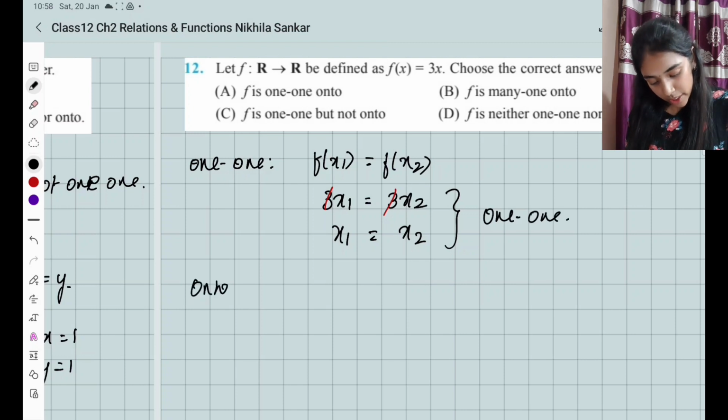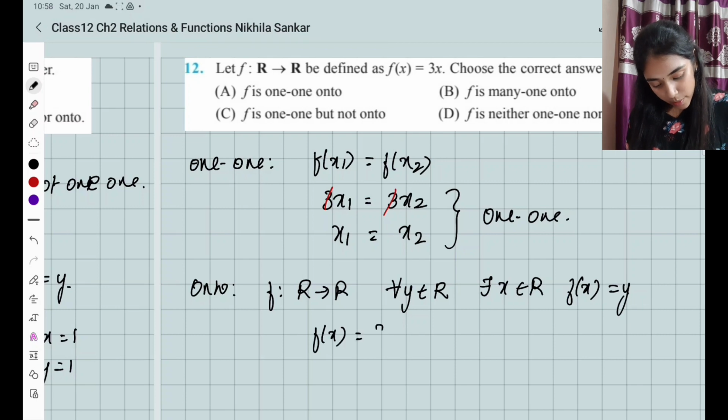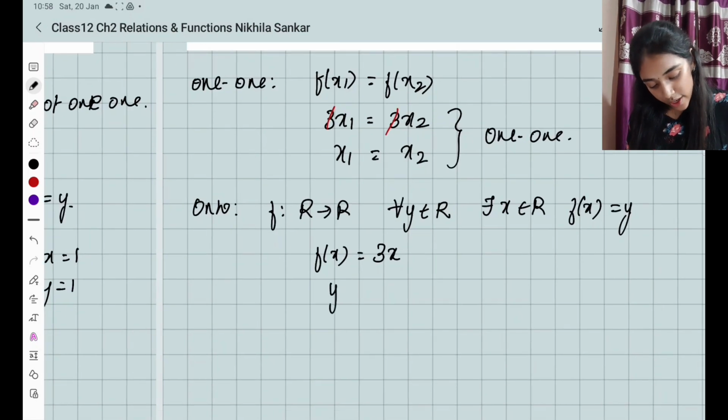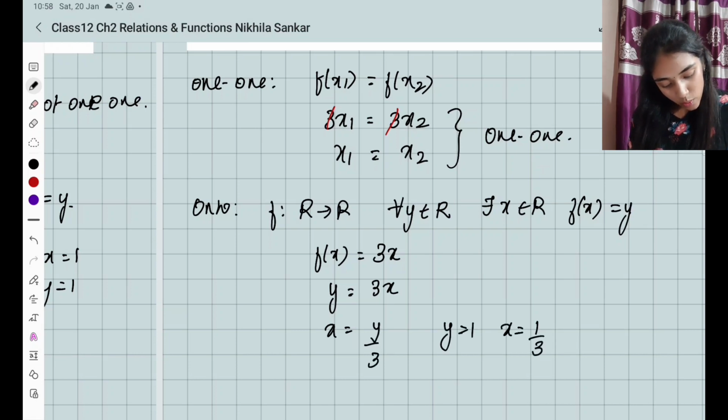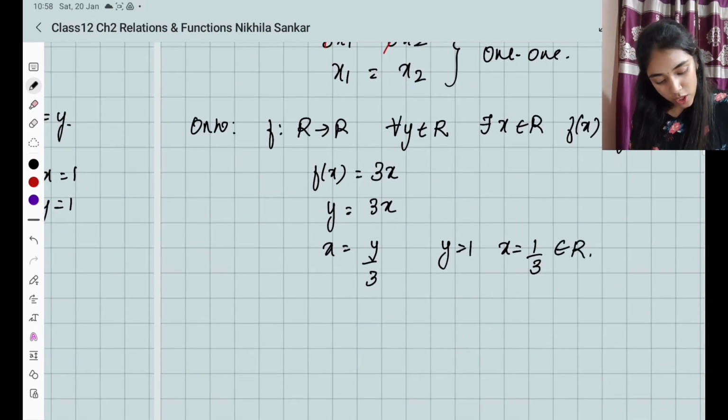Now for onto, what are we going to see? For onto, you have a function from real number to real number. We can write it like this also. So how do we write? For every y belonging to real number, there exists x belonging to real number for which f of x equals y. So now what is f of x in our question? It is going to be 3x. So you have y equals 3x. x equals y divided by 3. Now if y equals 1, then x is going to be 1 by 3. But what is our domain? It is all real numbers. So this belongs to real numbers. So this is going to be onto.